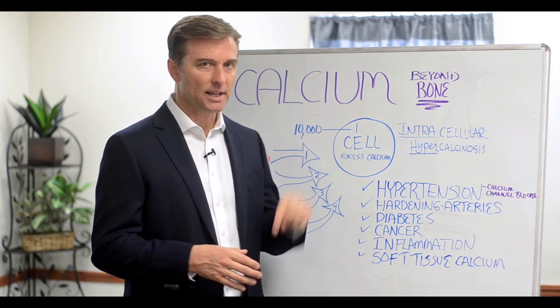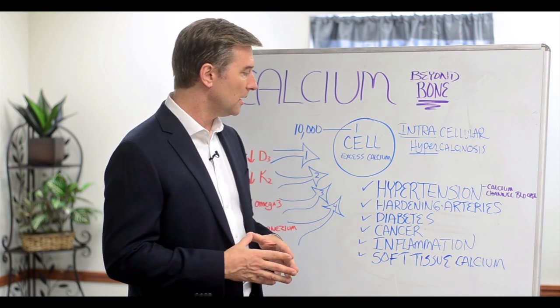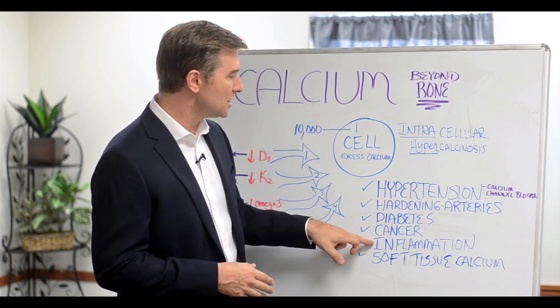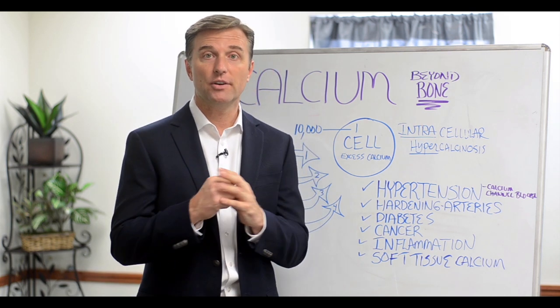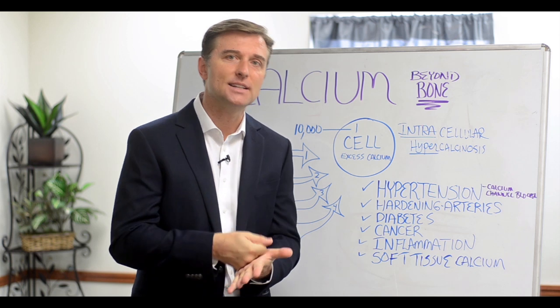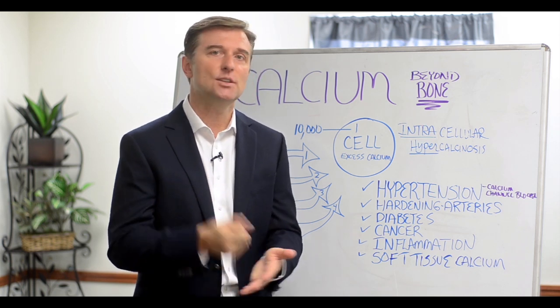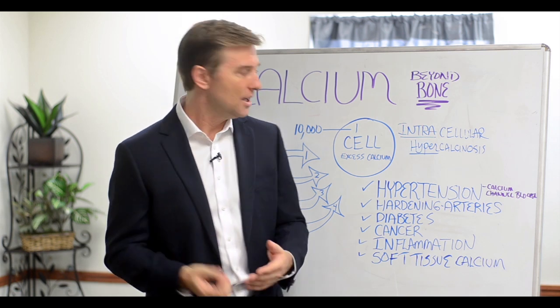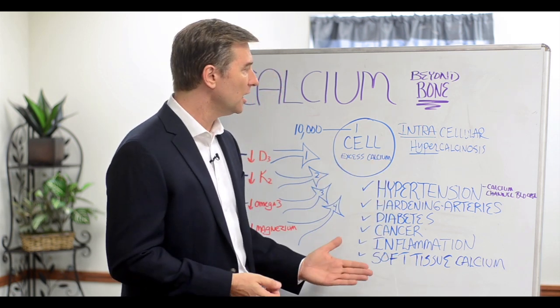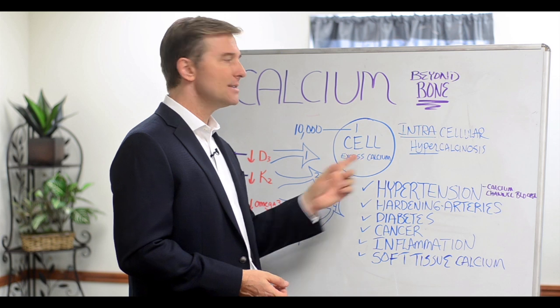And I'm going to share some links down below if you want to get the technical version of this. But inflammation is another symptom in soft tissue calcium. That's in the joints. There's arthritis, bursitis, tendinitis, kidney stones, gallstones, plaquing on the arteries in the brain. That's called stroke. So all these things can occur if there's too much calcium inside the cell.